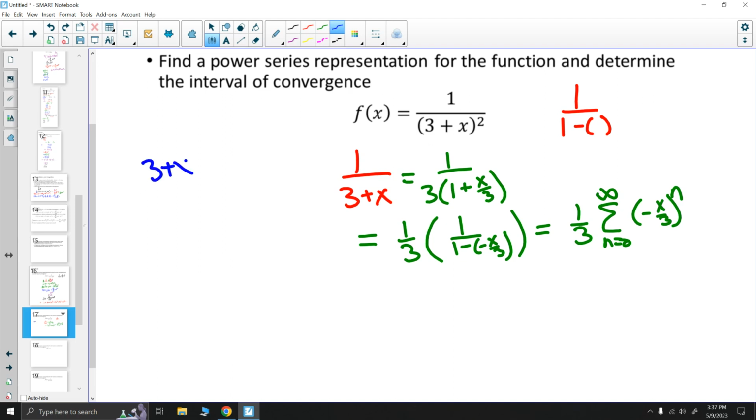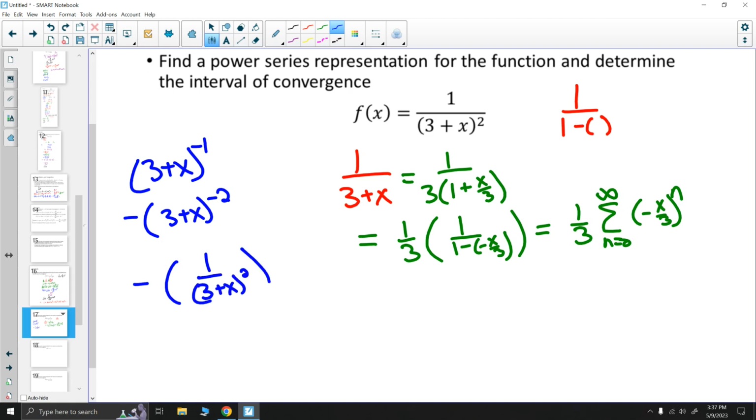So 3 plus x to the -1, that's what we have. If we take the derivative, it would be negative (3 plus x) to the -2 times 1, so not really worth mentioning. That is to say, it's negative 1 over (3 plus x) squared, something like that. Now, that's pretty close to this, but not quite right.